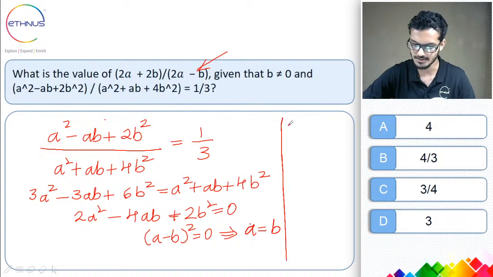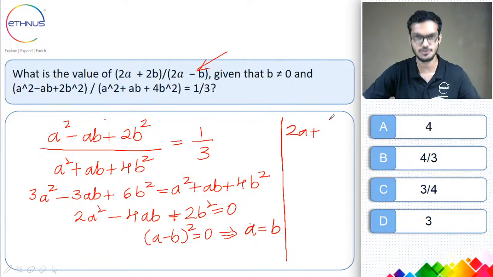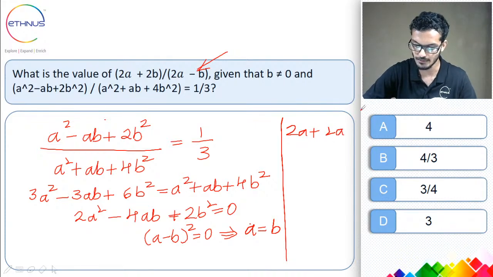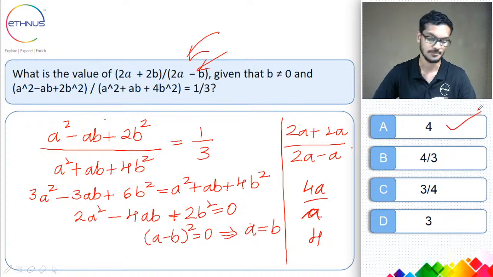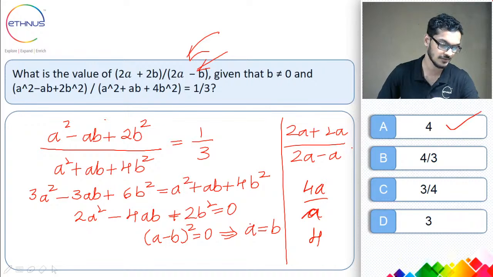So let's substitute here. 2a plus 2b, in place of b I'll write a only, as I found from here, divided by 2a minus a. So we get 4a divided by a, which is equal to 4. So 4 is the correct answer here, which is option A. Most of them have given 4 as the answer. Very good. Whoever has given 4, that's the correct answer.